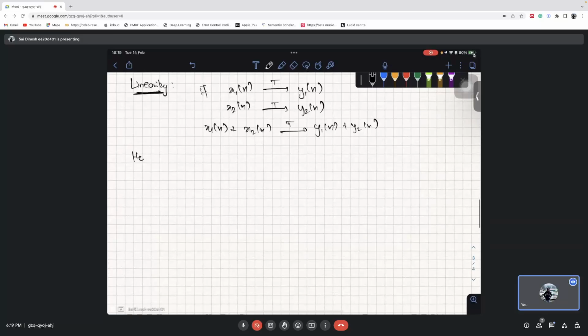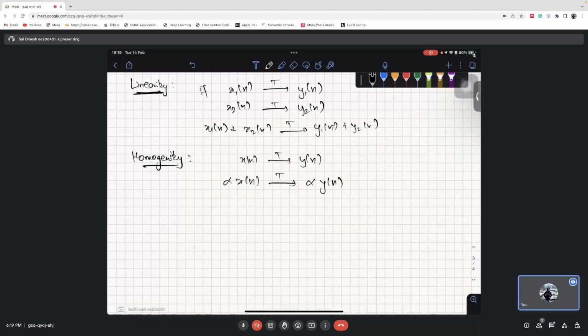The second one is homogeneity. Homogeneity is when we have a signal x of n which produces a y of n, then any constant alpha times x of n should produce alpha times y of n, for any complex or real alpha, depending on the type of system that we are interested in.